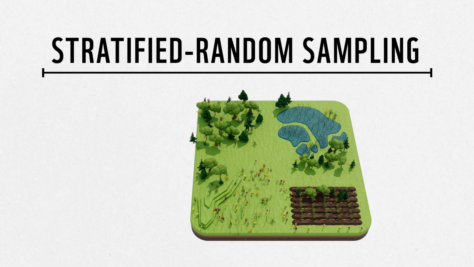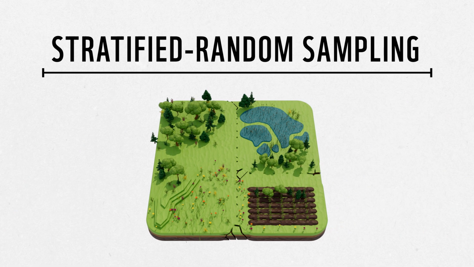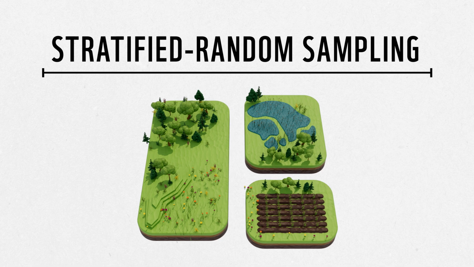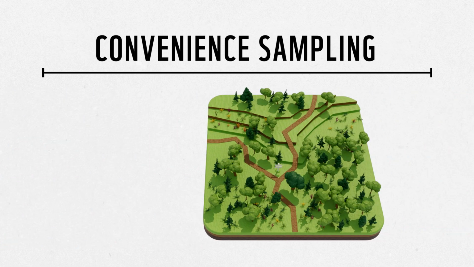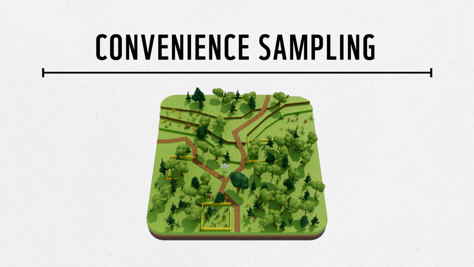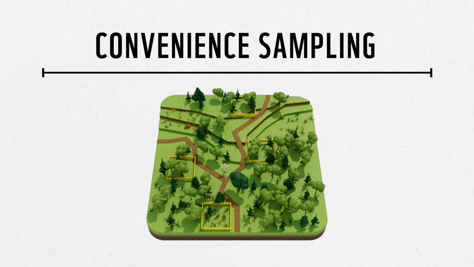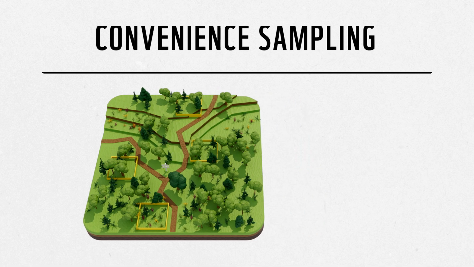With stratified random sampling, the study area is divided into study sites based on characteristics like land use or ecosystem type. Then, random plots are placed within each site. This approach is great for larger areas with lots of variation. Finally, convenience sampling is where plots are chosen based on how easy they are to access. It's a good choice when time, budget, or staffing is limited and where data won't be used for reporting purposes.